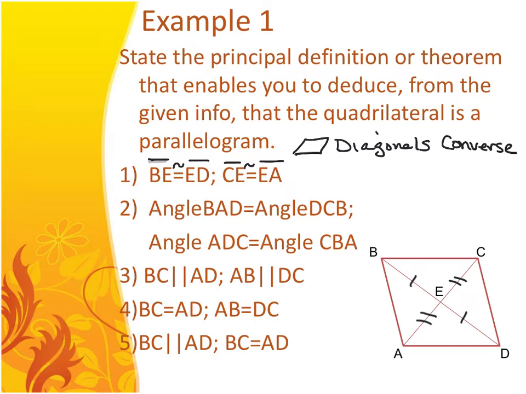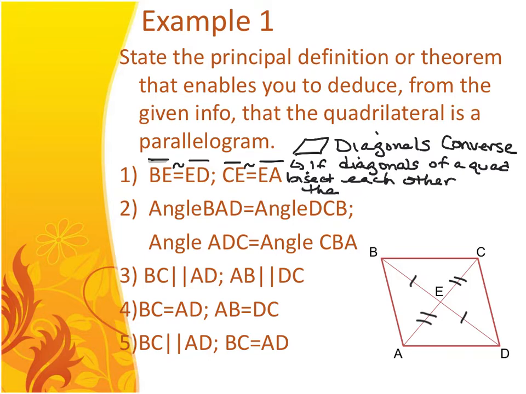And what this theorem states, and again, I'm just going to write it so it makes the memory a little bit more permanent. It says, if the diagonals of a quadrilateral bisect each other, then the quadrilateral is a parallelogram. That's what the diagonals converse says.